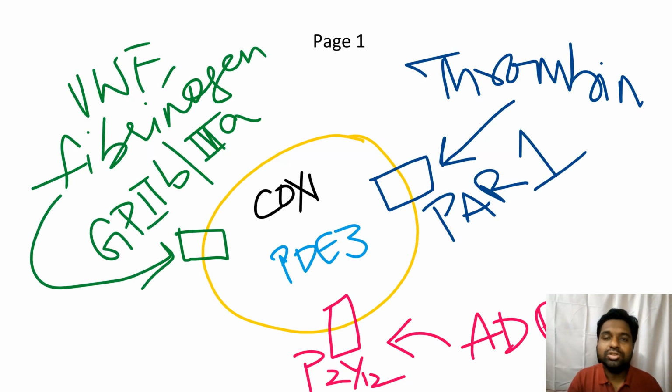If there is one thing you should know of me, that is I never miss the opportunity to draw a diagram when there is one. So let us draw platelet with COX-1 and PDE3 in the cytoplasm and receptors outside. The receptors are going to be PAR1, P2Y12 and GP2B/3A receptors. These are the receptors for thrombin, ADP, von Willebrand factor and fibrinogen respectively.